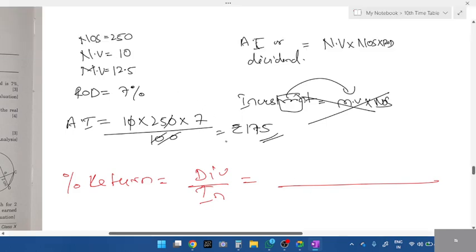What is the dividend or annual income value we got, students? 1 divided by, what is the investment formula? Market value is how much? How can I write 12.5? 125 by 10. 125 by 10 into what is the number of shares? 250.